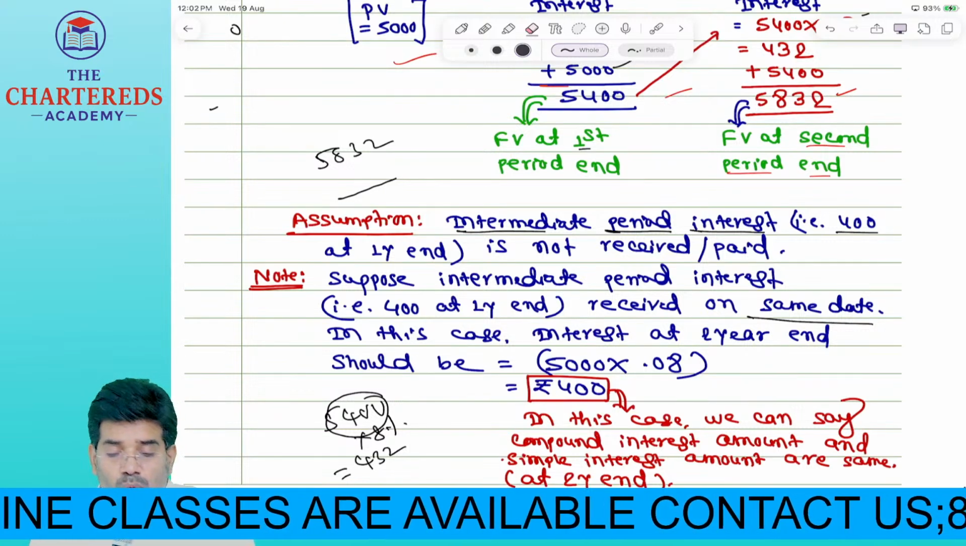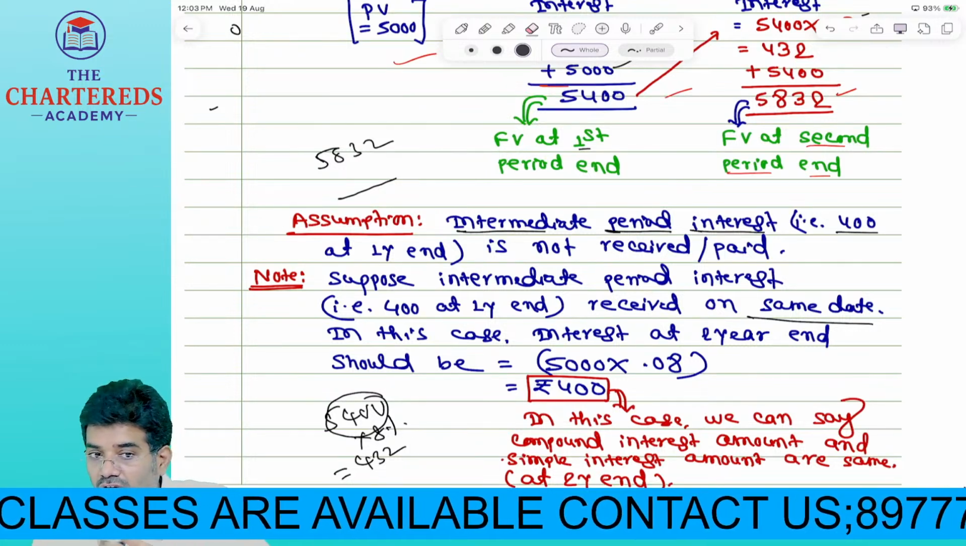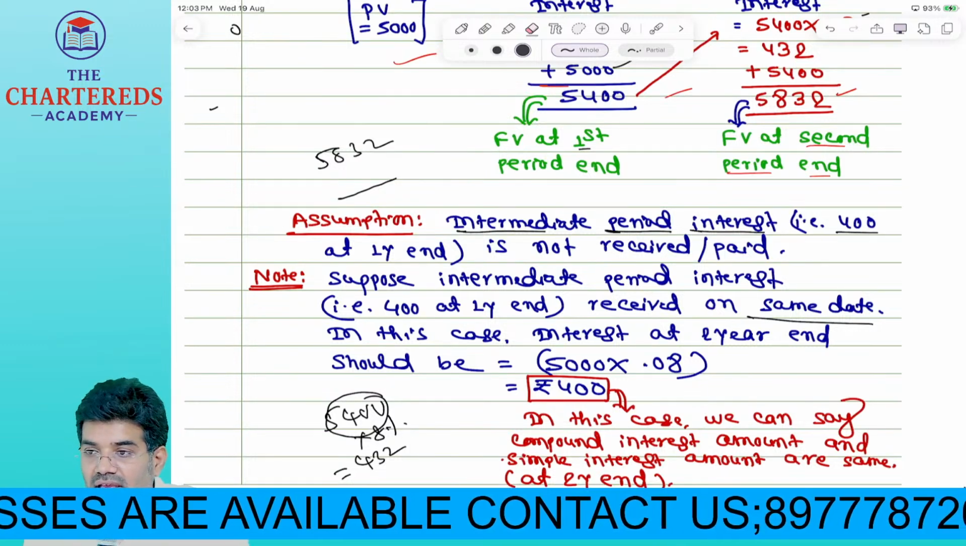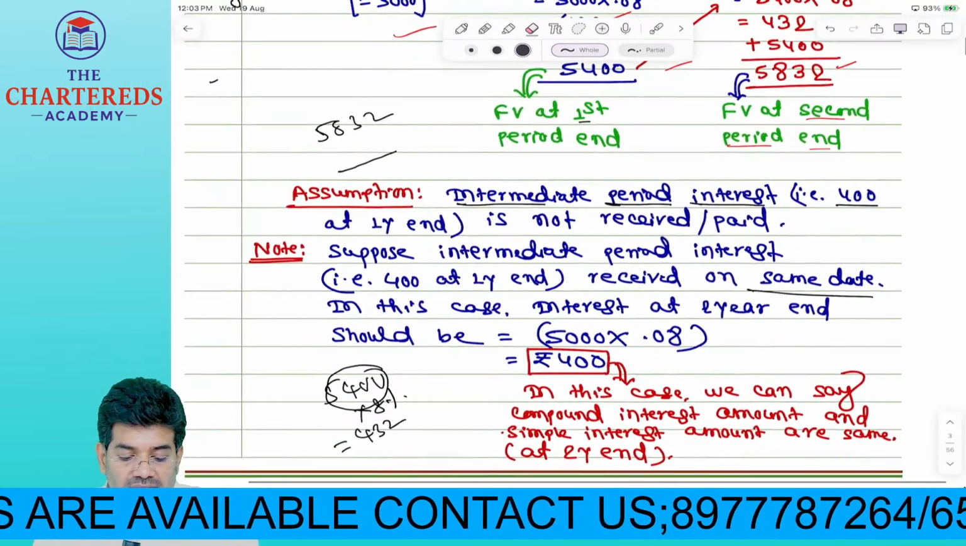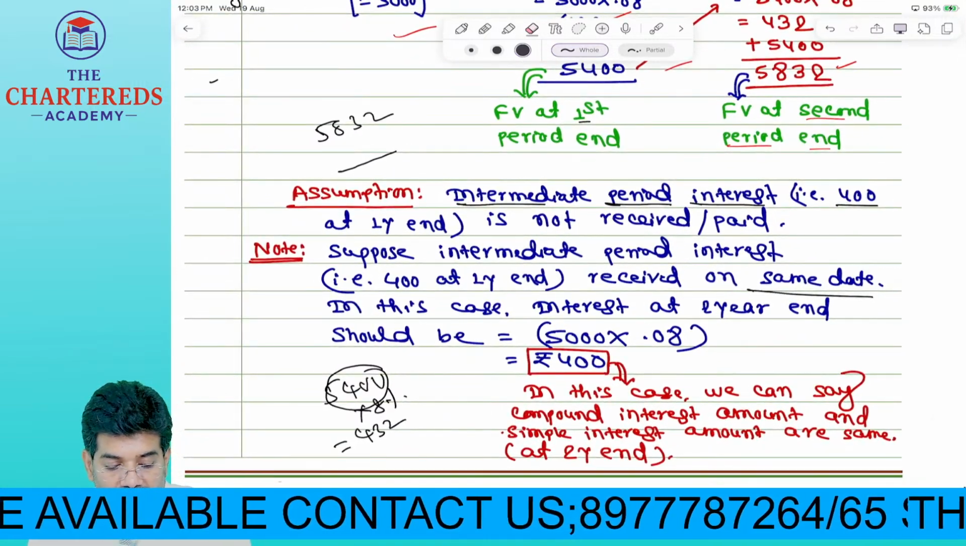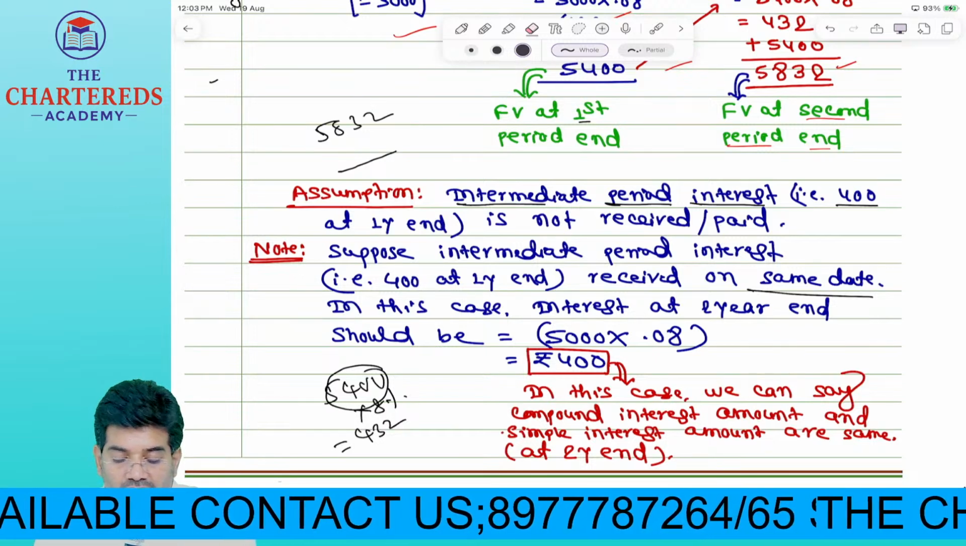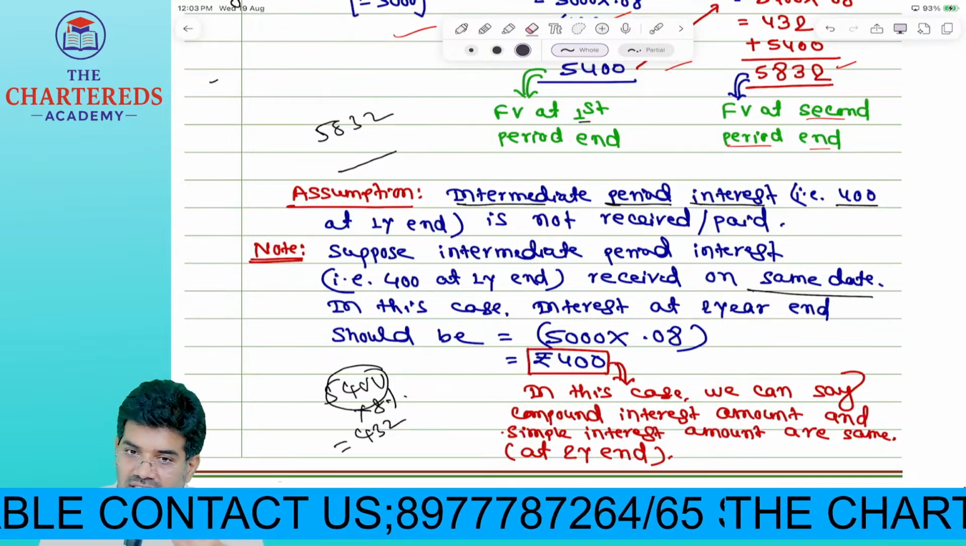Okay. What if they withdraw that interest or interest is paid? If interest is paid, what will happen? Suppose intermediate period interest, that is 400 at the end of first year, is received on same date.